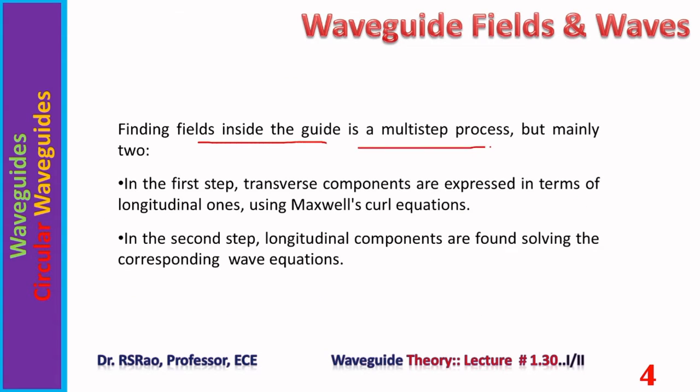Finding fields inside the guide is a multi-step process. In the first step, transverse components are expressed in terms of longitudinal ones. Transverse means normal. When the wave is traveling in the z direction, the z components, Ez and Hz, are longitudinal components, parallel to the direction of propagation. Transverse components are those normal to the direction of propagation, normal to the z direction. In the present situation, they are rho and phi. E rho and E phi are transverse components. H rho and H phi are also transverse components, whereas Ez and Hz are longitudinal ones. So the first step is to find expressions for transverse components in terms of longitudinal ones.